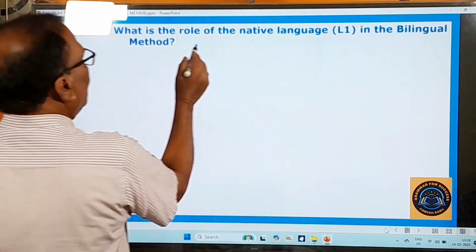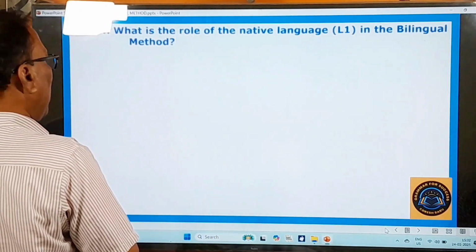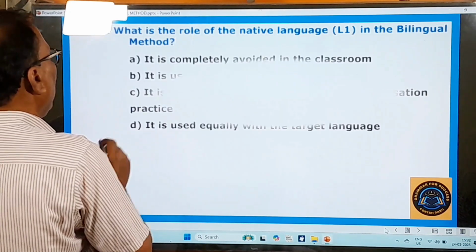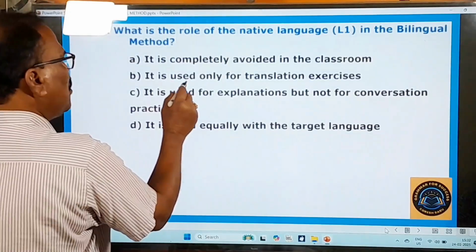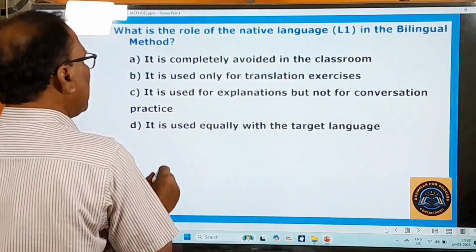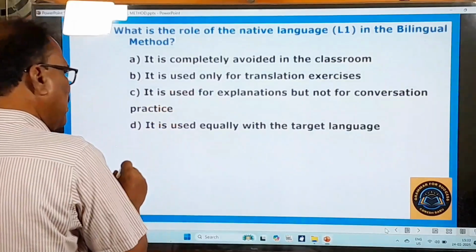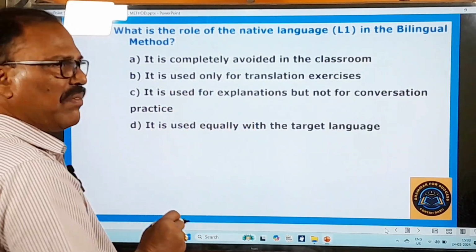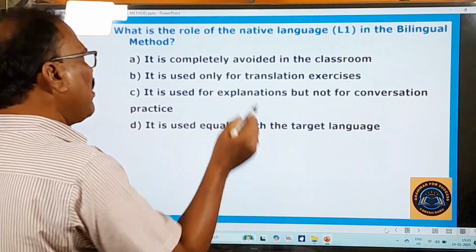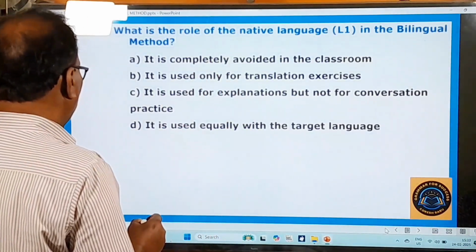Fourth question, what is the role of the native language L1 in the bilingual method? Okay. Options are: it is completely avoided in the classroom, it is used only for translation exercises, it is used for explanations but not for conversation practice, it is used equally with the target language. Okay, target language is L2 language, you know very well. Our native language is the L1 language. Okay, right. And you go to the next one.